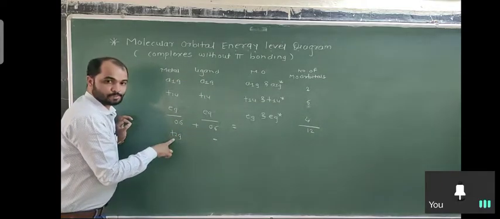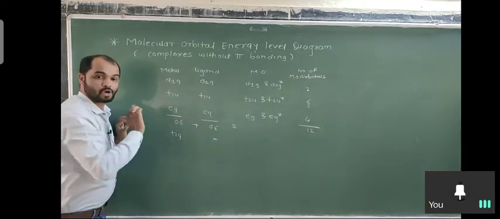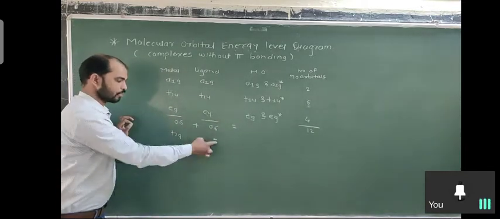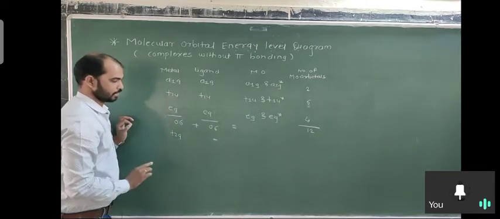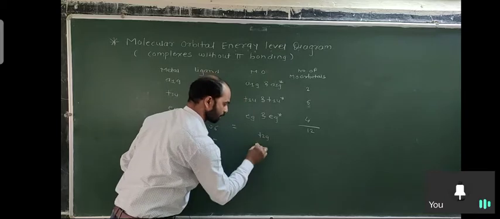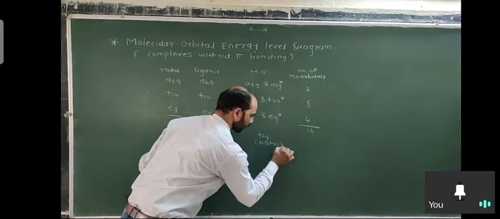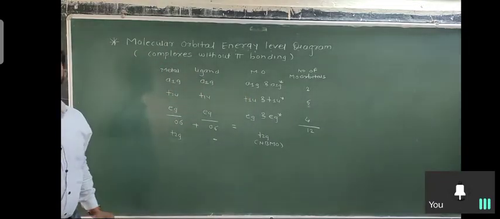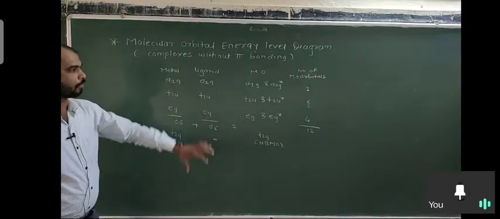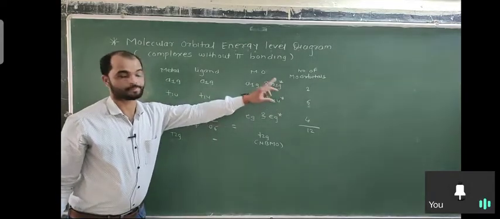the metal also contributes T2G, the ligand also contributes T2G, and the others remain non-bonding. So that time we only think about T2G and T2G. Here T2G is present as a non-bonding molecular orbital. So we have one A1G and one A1G star.